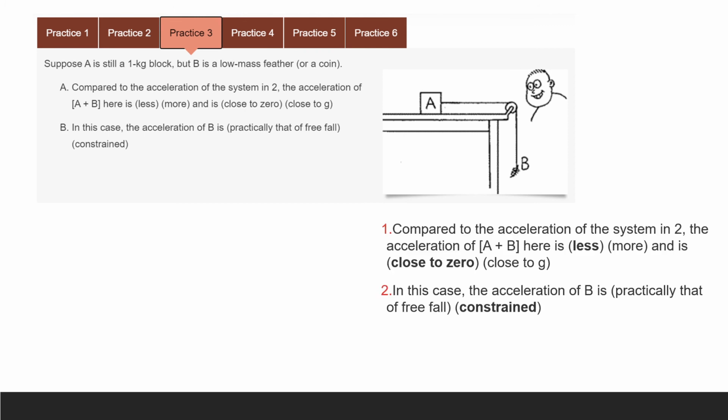So let's analyze the first one. Compared to the acceleration of the system in 2, the acceleration of A plus B here is less, actually, and is close to 0. Probably you can notice that this block right over here might be heavier than the feather or coin, but when it is close to 0, it means that it is not moving at all. And then number 2, in this case the acceleration of B is constrained. It is not the one of free fall because nothing is falling, and since it is close to 0, it will be constrained.